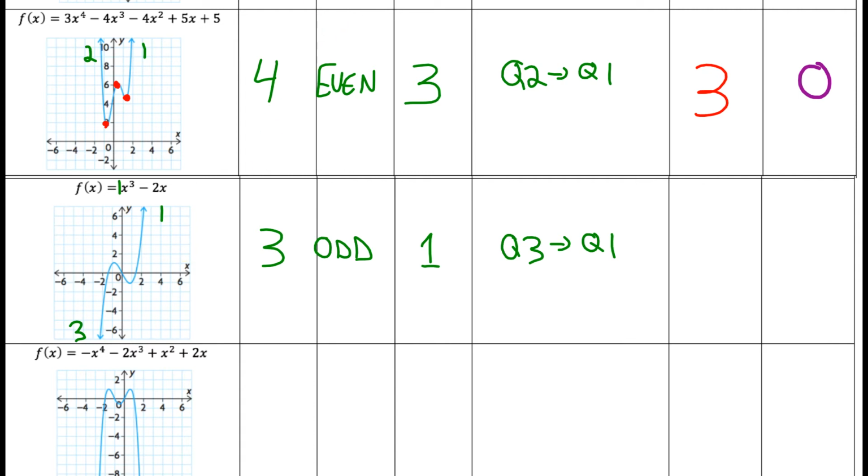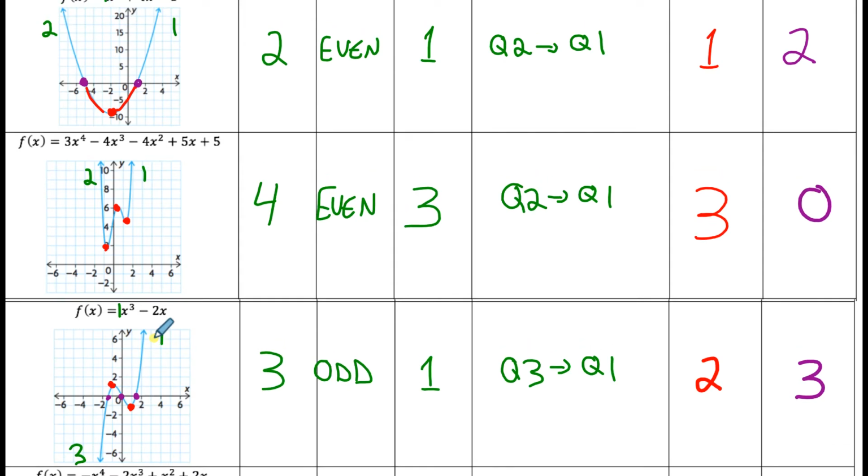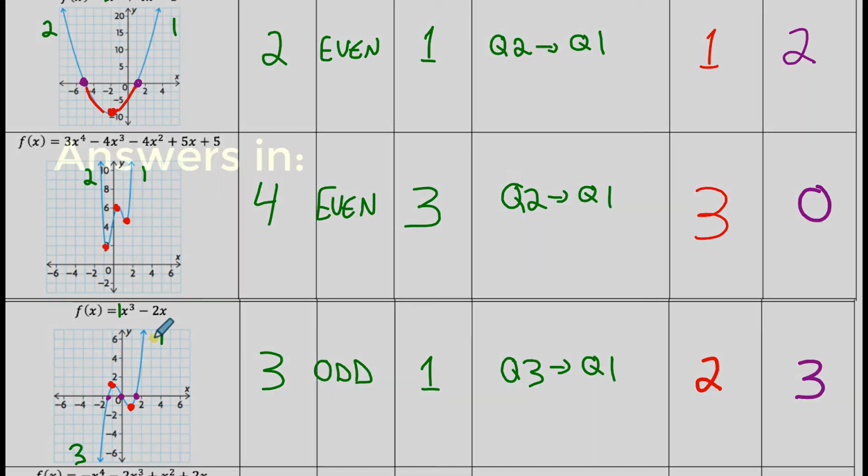How many turning points does this function have? It turns here and here, so there are 2 turning points. And how many x-intercepts does it have? It looks like it has 1, 2, 3 x-intercepts. All right, hopefully you get how we're filling this out. There are 6 more for you to fill out. So pause the video now, try and fill out the remaining 6, and then I'll quickly show you the answers to them after you've tried it. So pause now.